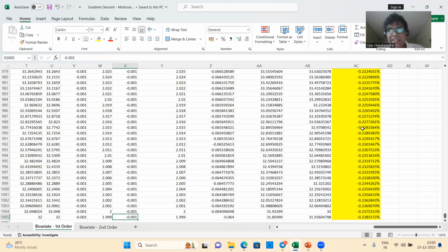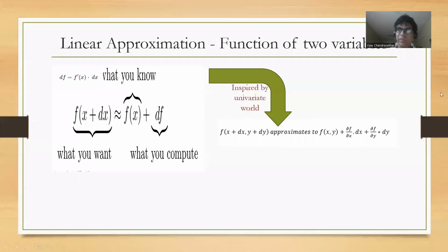smaller. And it's understandable because that's what the whole Taylor series is all about. It says, look, when this dx and dy is small, when it is very close to 0, you get a better approximation. When dx deviates, your approximation gets poorer and poorer. That's the whole deal behind Taylor series.